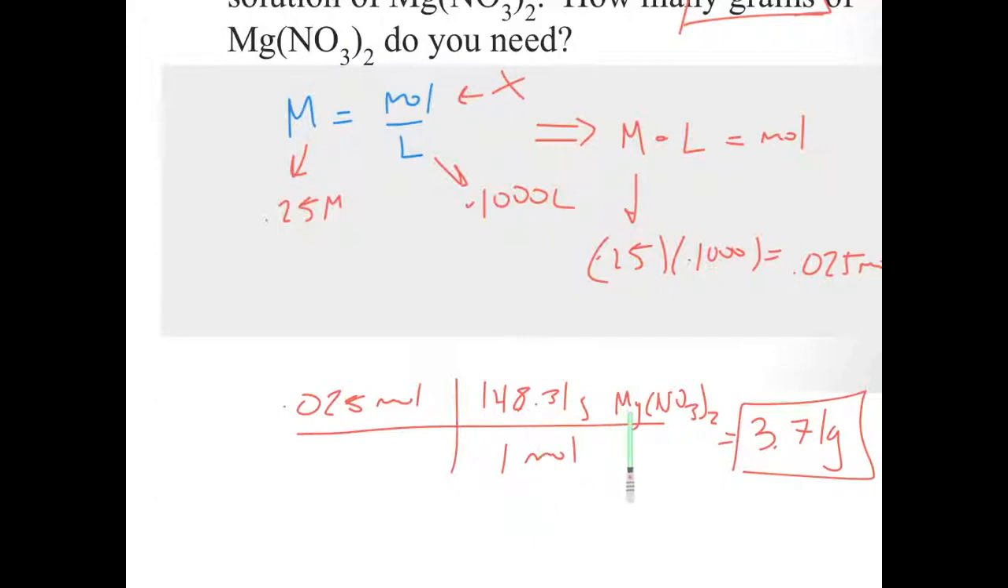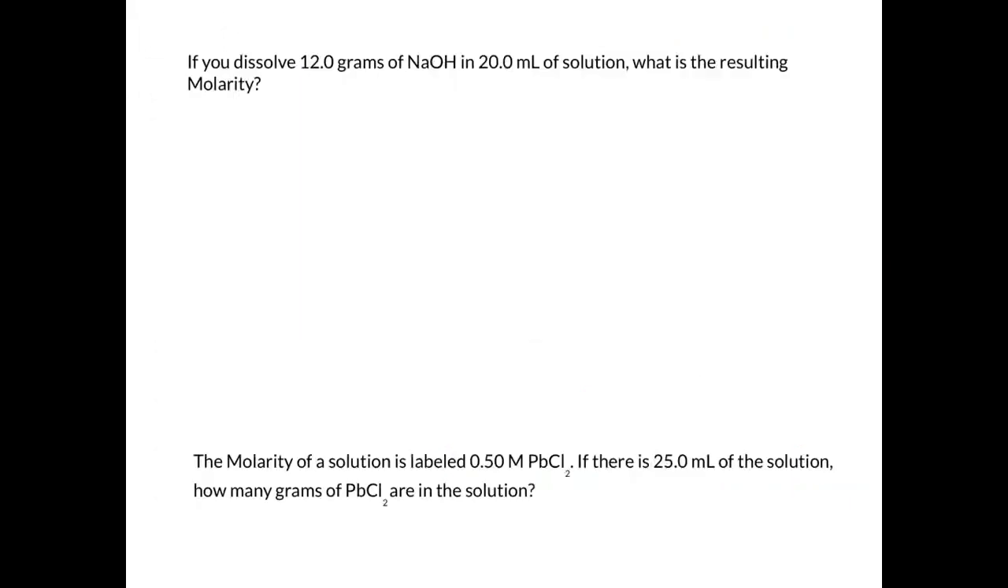I added up 1 magnesium, 2 nitrogens, and 6 oxygens to get 148.31. Multiply by the number of moles and I get grams. It's 3.71. Now that we've reviewed molarity, I'm going to take a moment to explain to you how we make a solution using what is known as a volumetric flask.